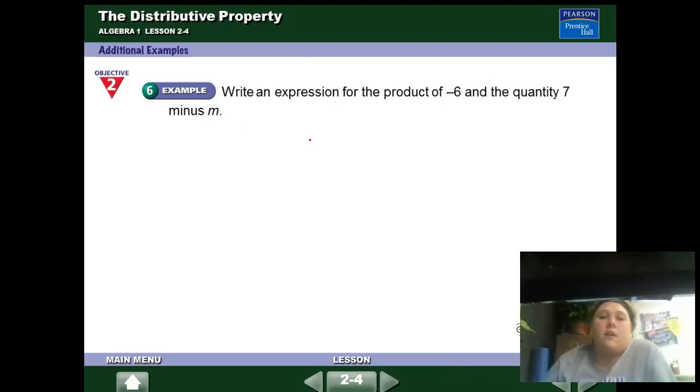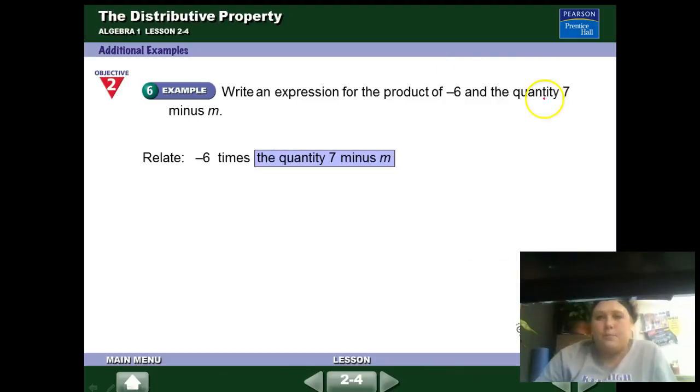Our last example today includes the written words. So we need to create our equation based on the words that are provided. So as you can see here, it says write an expression for the product of negative 6 and the quantity 7 minus m. We need to understand the word quantity. Quantity in math, we're going to need to know that we're using parentheses. So we have to write an expression for the product, which we know is multiply, of negative 6 and the quantity, so this is in parentheses, 7 minus m.